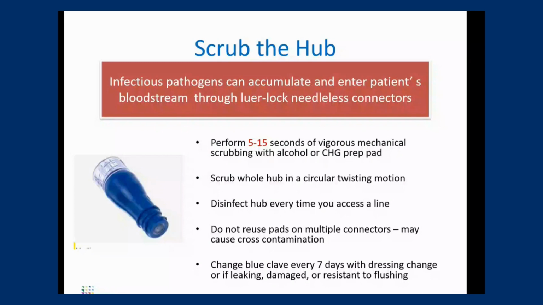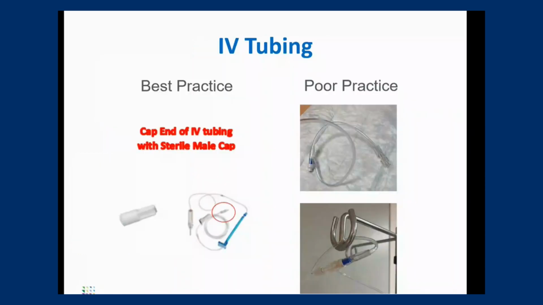So with scrubbing the hub, we just want to make sure of 5 to 15 seconds of vigorous scrubbing with either your alcohol swabs or the CHG preps. Scrubbing the whole hub, disinfecting every time you introduce something new to the central line. And we don't want to reuse the pads multiple times. It's one and done. We also are going to be changing that blue clave you see every 7 days with the dressing change at least. However, if it's damaged, leaking, or there's something malfunctioning, we want to just replace it.